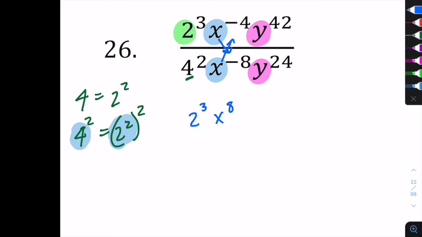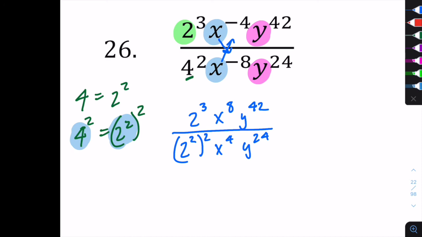I'm going to move the x to the negative 8 up as x to the 8. Y to the 42 right there. On the bottom, I'm going to rewrite that 4 squared as 2 to the, let's keep it as 2 to the 2nd to the 2nd, even for a second. We'll slow it down there. And now we've got x to the 4th from the numerator coming down and y to the 24th. Hey, no more negative exponents. That's a good start. So what else can we do now?